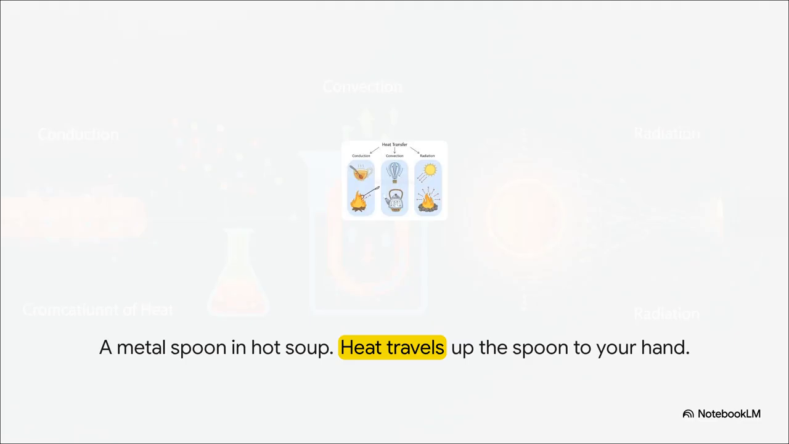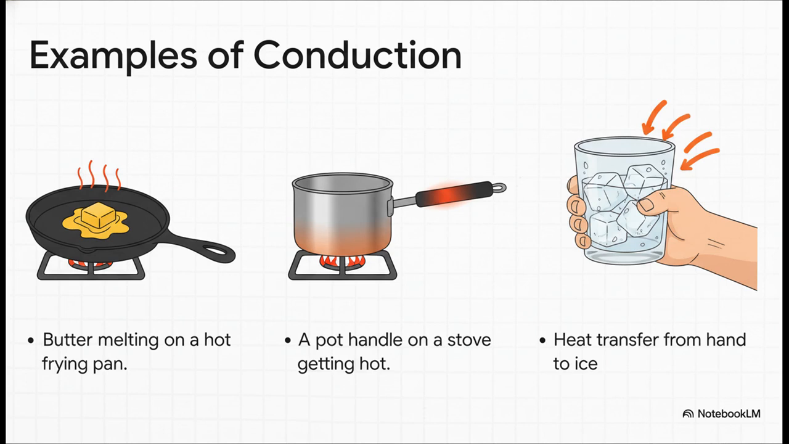This is something we've all felt. You put a metal spoon in hot soup, right? The hot soup gets the molecules at the tip of the spoon all energized. They start vibrating like crazy, bumping into their neighbors, which bump into their neighbors, creating this chain reaction of energy that travels all the way up the handle right to your fingers. And you see conduction everywhere. Butter melting in a hot pan, the handle of a pot on the stove getting warm.